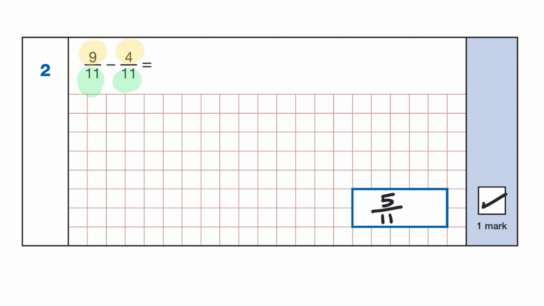But it's important to reference that all we've done there is we've got 9 over 11, take away 4 over 11. We've seen that the denominators are the same. So that gives us the green light to go ahead and do the calculation, which is basically just 9 take away 4. We know that. So we've got 5 over 11.